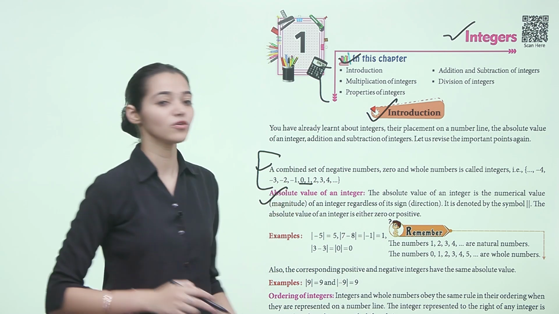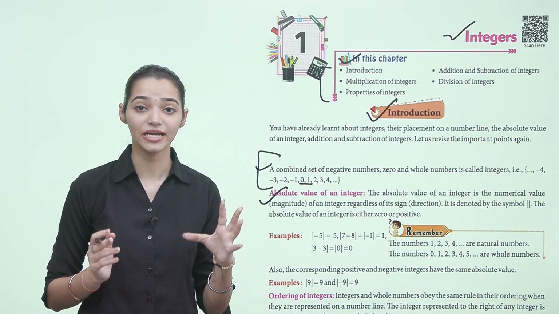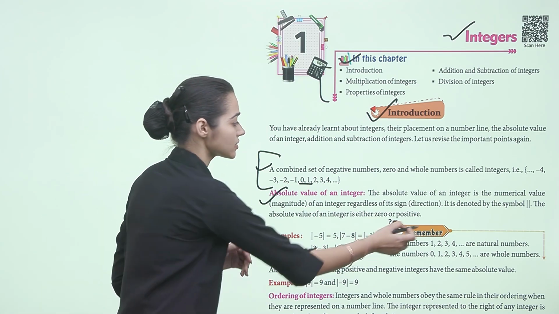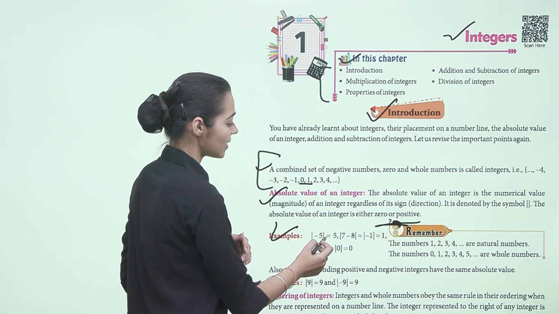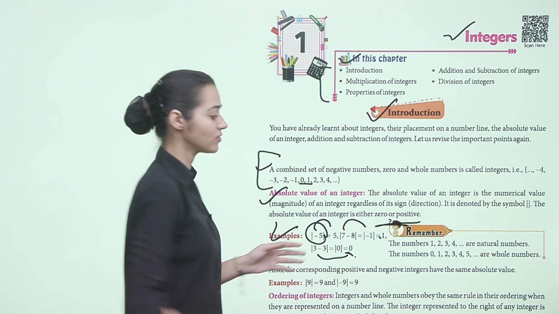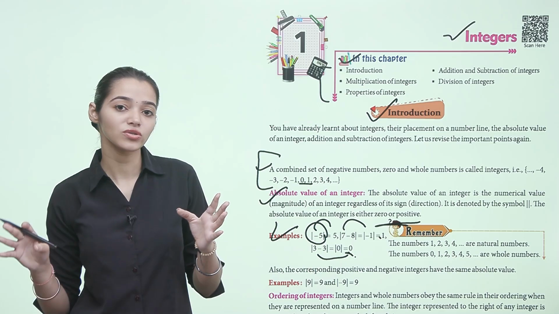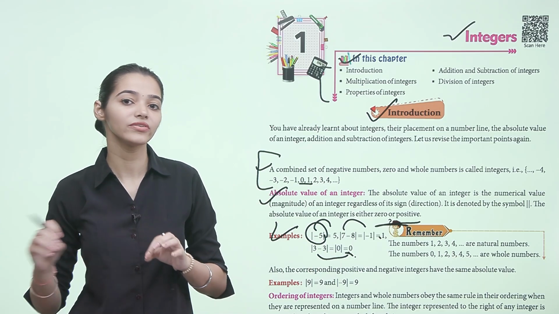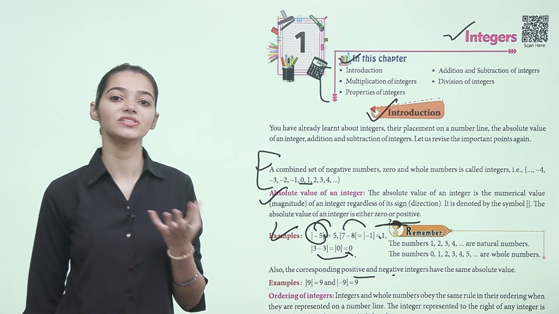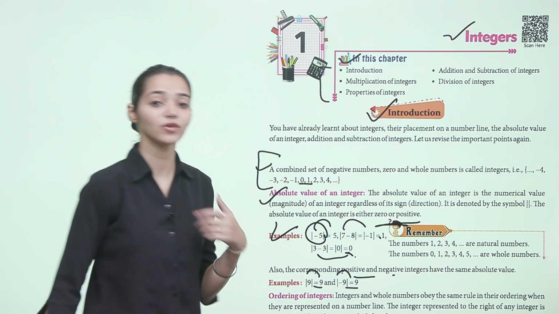Now what is the absolute value of an integer? The absolute value of an integer is the numerical value of the integer regardless of its sign, and it is denoted by its magnitude. The absolute value of an integer is either positive or 0. Here is our example. The absolute value of -5 is 5, of 7 minus 8 is 1, of 3 minus 3 is 0. Always remember, the numbers 1, 2, 3, 4 are our natural numbers and the numbers 0, 1, 2, 3 are our whole numbers. Also, the corresponding positive and negative numbers have the same absolute value. For example, the absolute value of 9 is 9 and the absolute value of -9 is also 9.